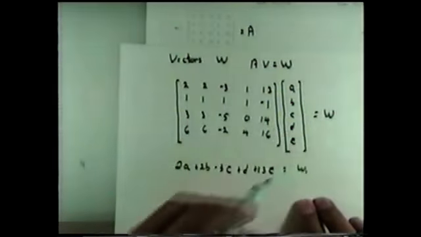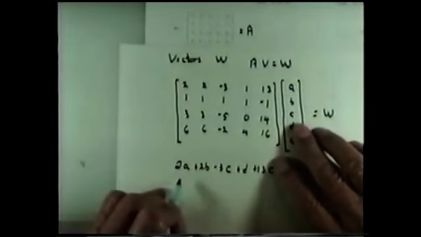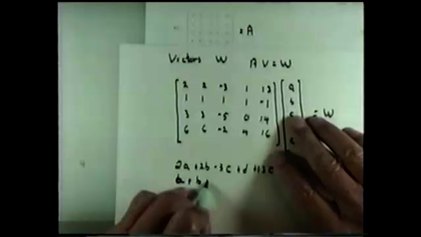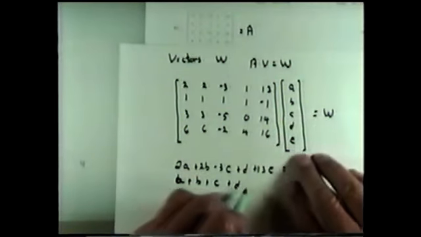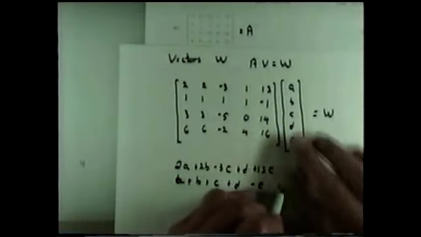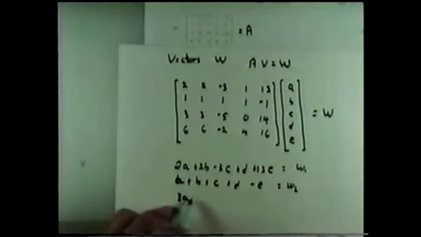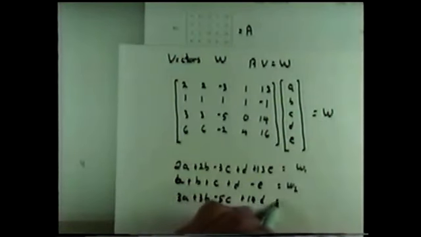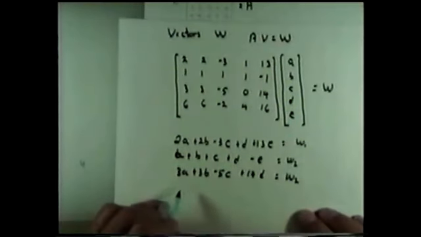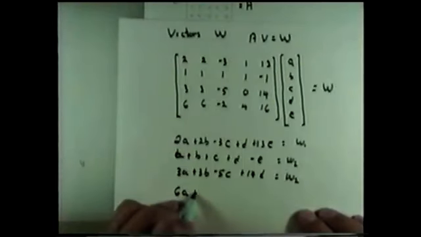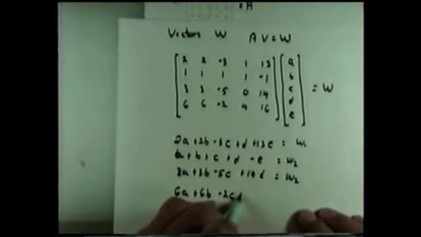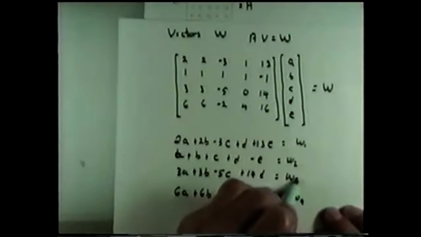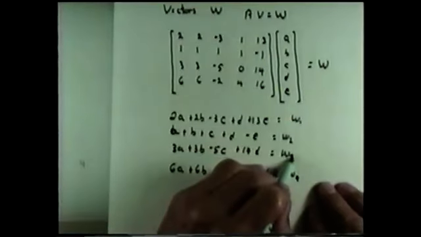If we let W be vectors W1 through W4, that would be A plus B plus C plus D minus E is equal to W2. 3A plus 3B minus 5C plus 14D is equal to W3. 6A plus 6B minus 2C plus 4D minus 16E is equal to W4. So W1, W2, W3, W4.